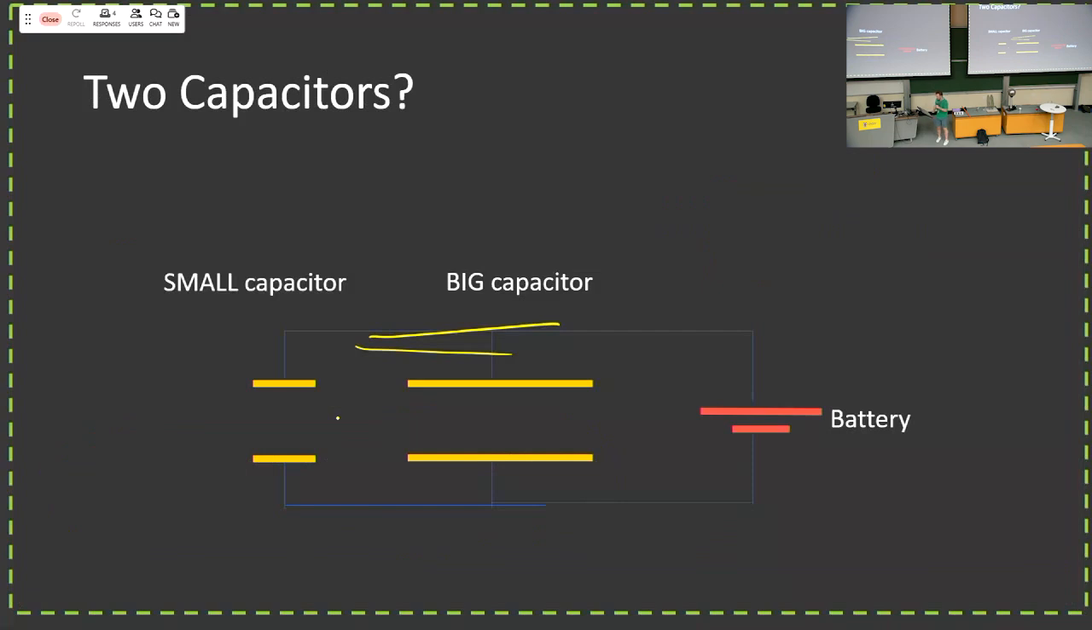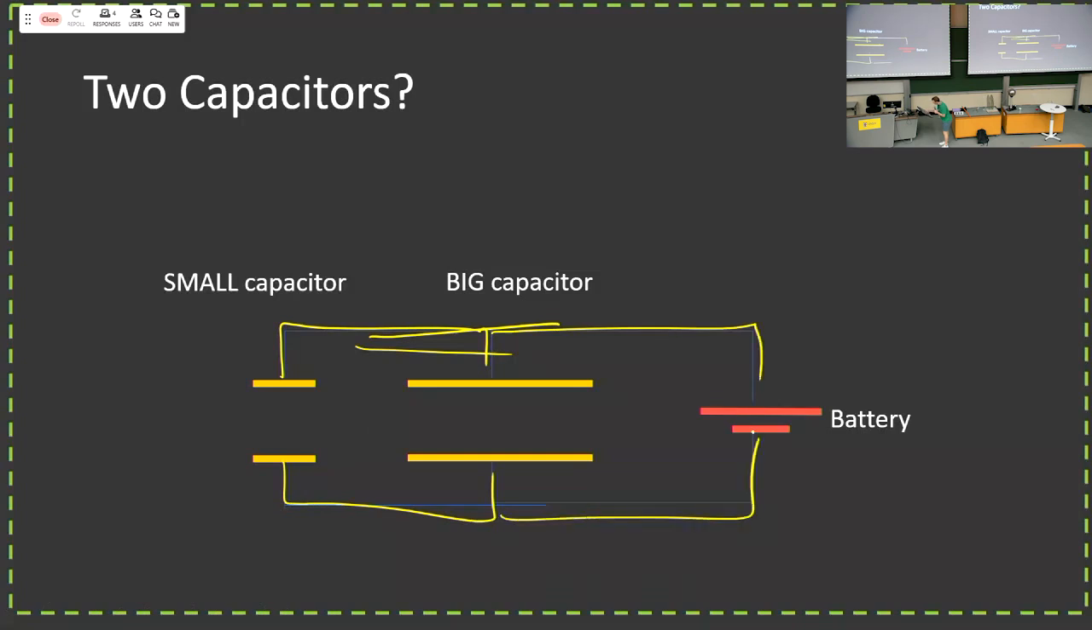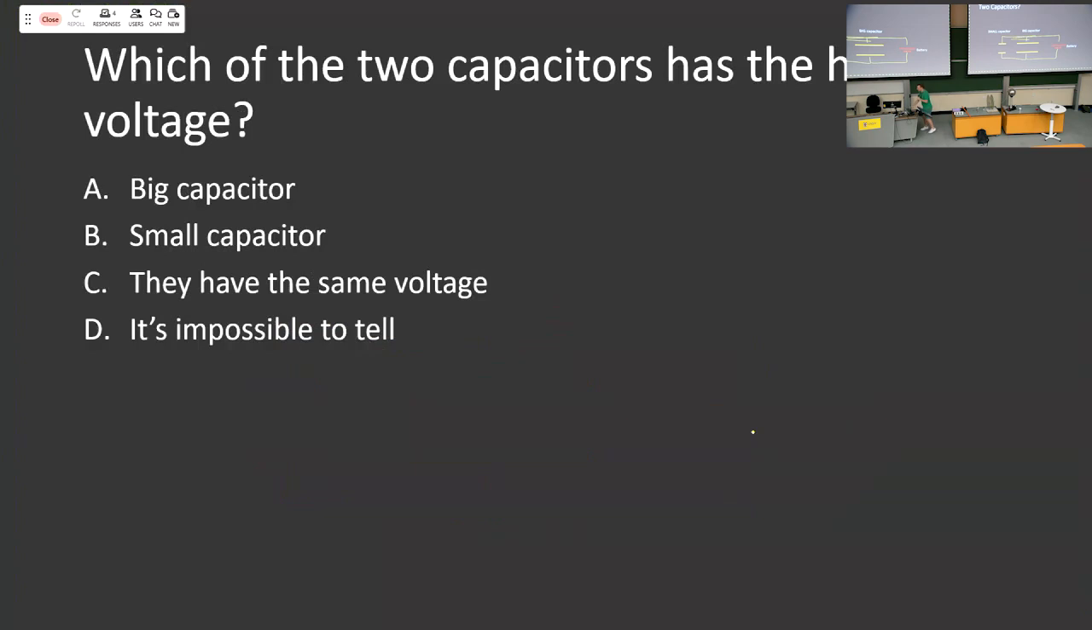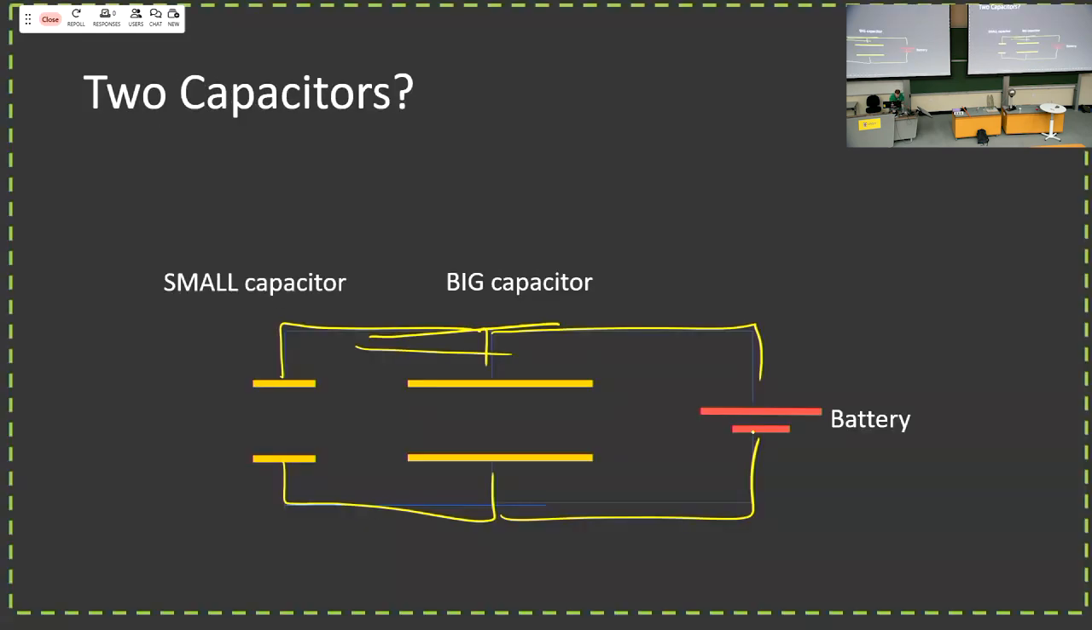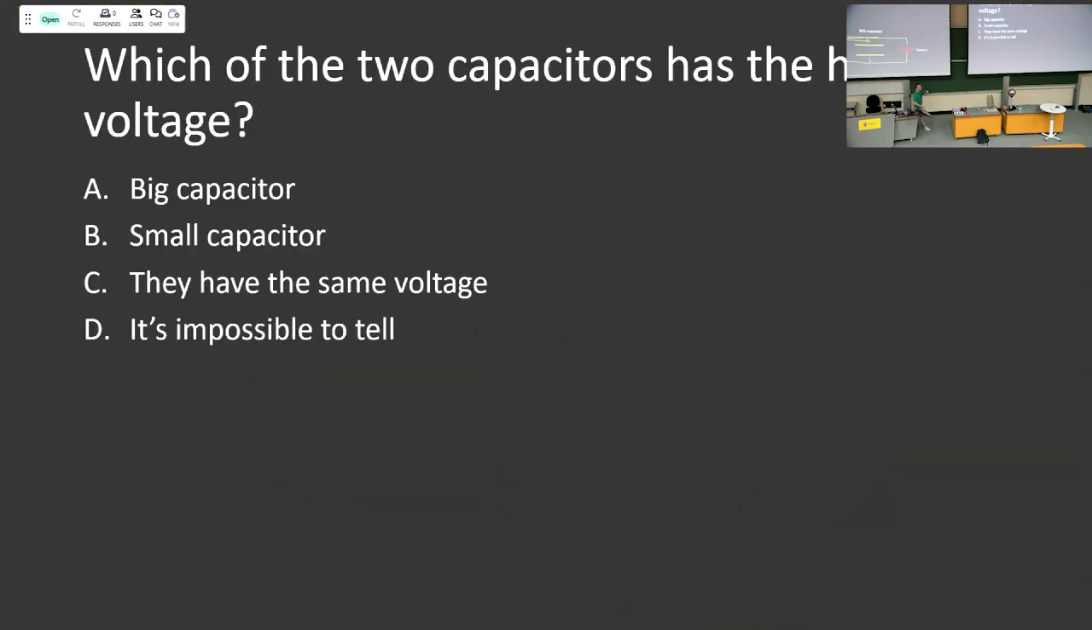Okay, what about two capacitors? Let's say I have two capacitors. One of them is big. One of them is small. And they're connected in parallel, like this. So they're both plugged into the battery in the exact same way. I want to ask you, which of the two capacitors has the higher voltage? The big capacitor, the small capacitor, they're the same, or you can't tell.